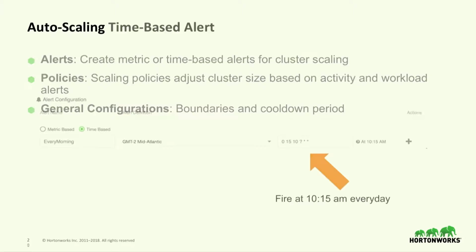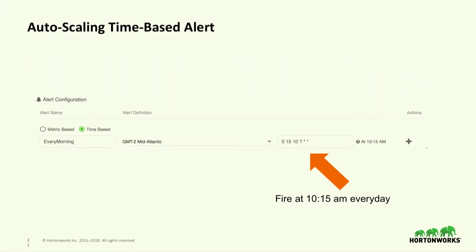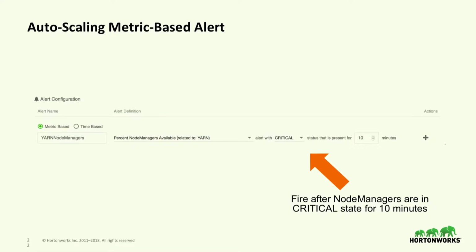So how it looks like. When you define a time-based alert, then you have to define a time zone for the alert and a cron expression, where I want to trigger that alert. If you choose the metric-based, then you have to choose one of the Ambari metrics and then define what is the status of that one.